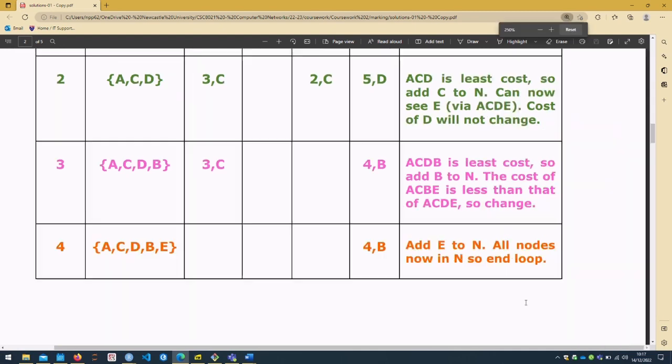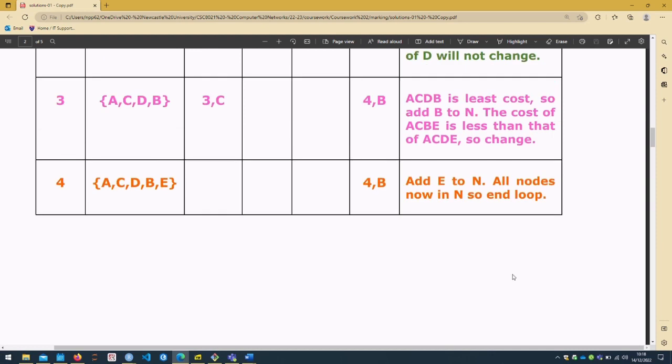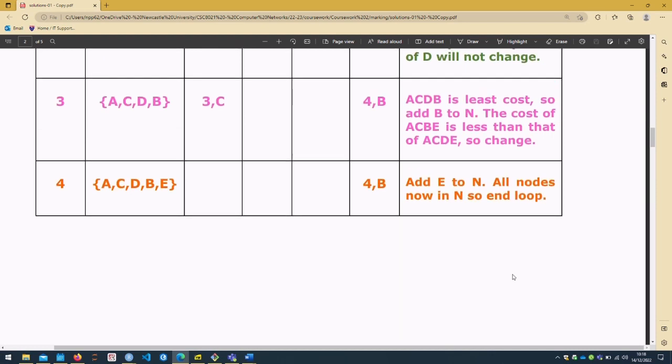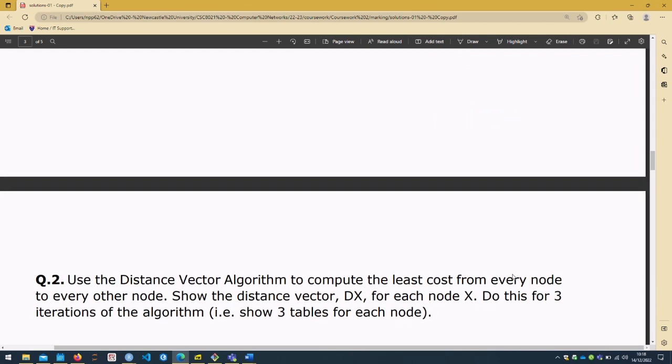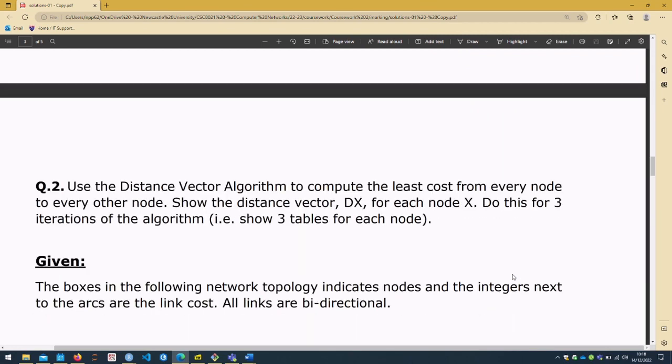Is that okay? So that was question 1. Question 2, the distance vector algorithm. So this one, we have 3 iterations.